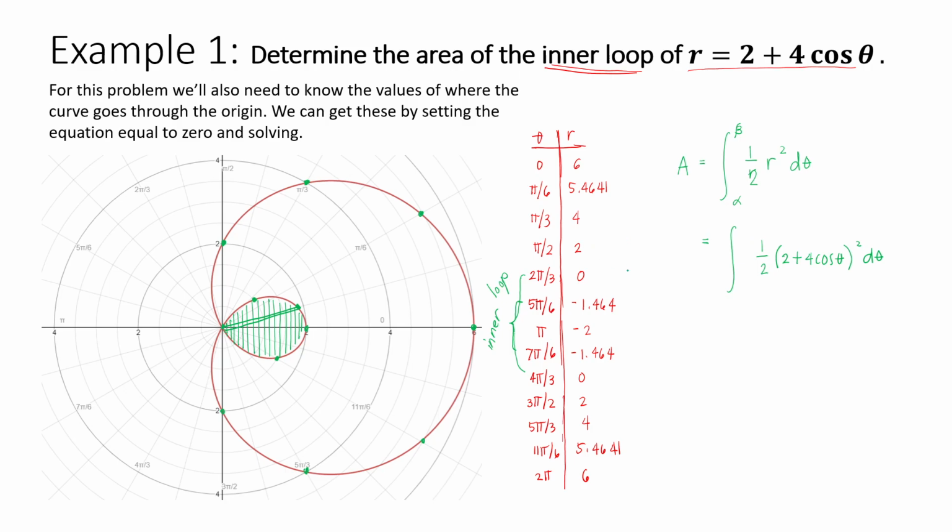Again, the starting point of the loop is this one at 0, and it ends with 0 again. So our alpha is 2 pi over 3, then going towards 4 pi over 3. So 2 pi over 3 going towards 4 pi over 3. And then the rest you just use your calculator. So simple lang na siya.